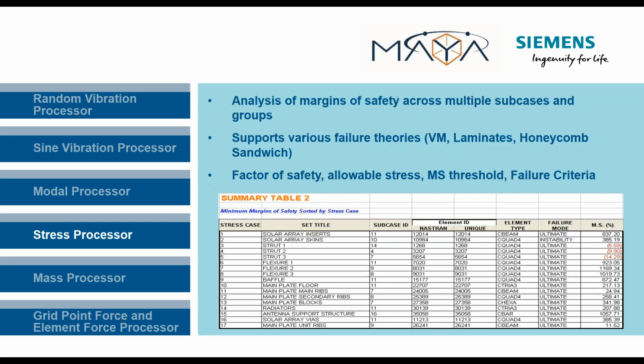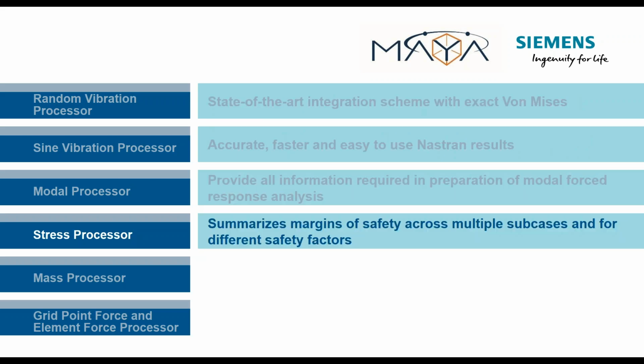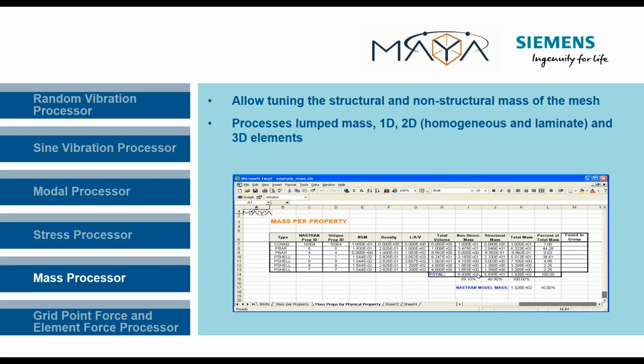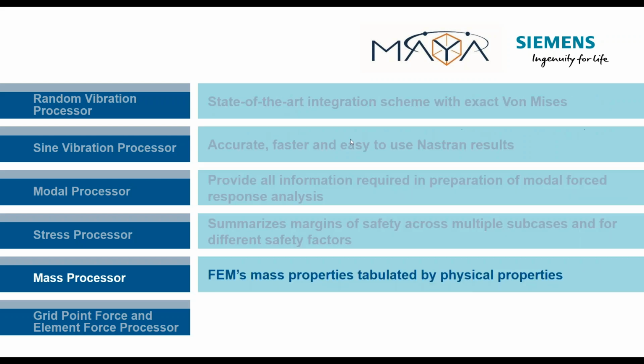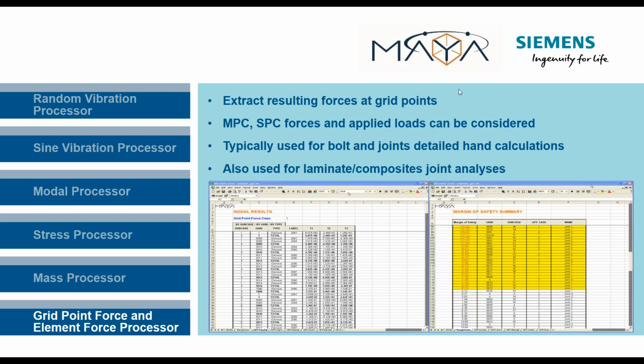So the stress processor is the most used tool. There's a mass processor as well that can help you tune your model if you do a dynamic analysis. Some people use it, some people just do it by themselves on an Excel sheet. Then there's the GPF and the element force processor that can be used to extract more forces at grid points, MPCs, SPCs, and also force along certain coordinate systems if you're modeling bolts. We use that a lot, and copy those forces into our own Excel sheet to extract our own bolt margins of safety.